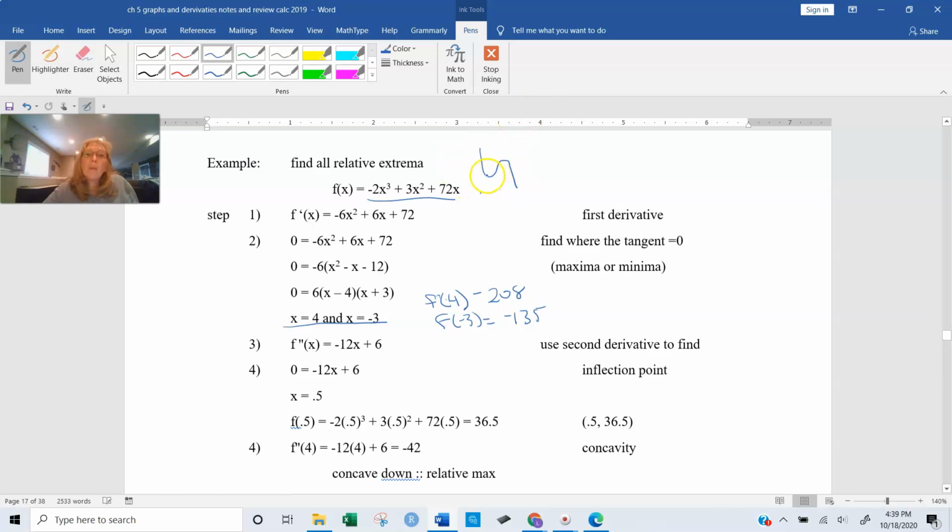So in my mind, I already know my first one should be my min and my second one should be my max, which is exactly what it looks like, because -3 is -135, 4 is 208. We're doing good so far.